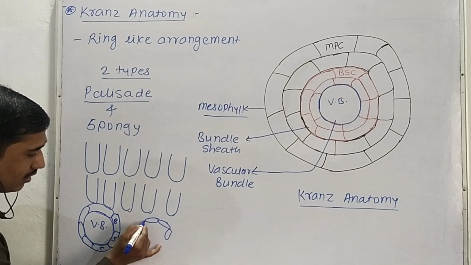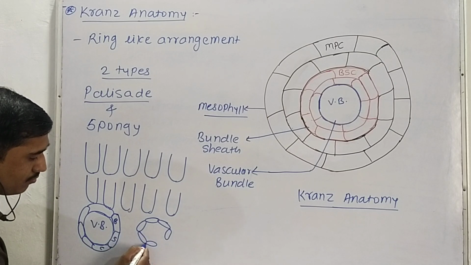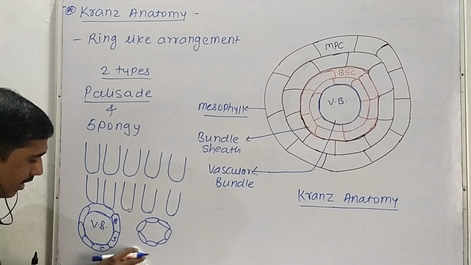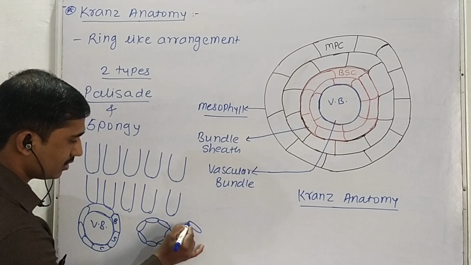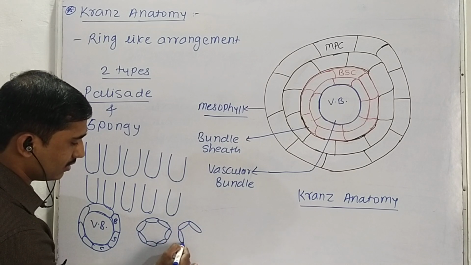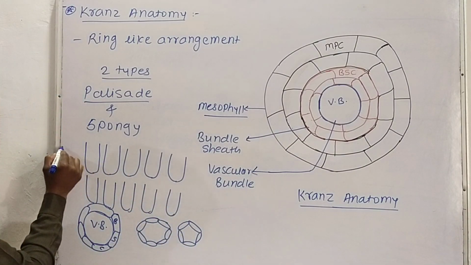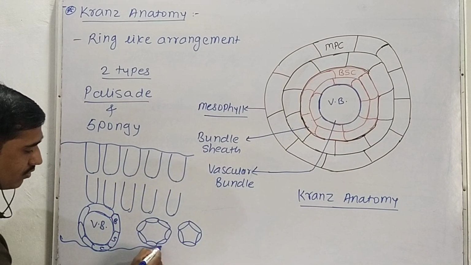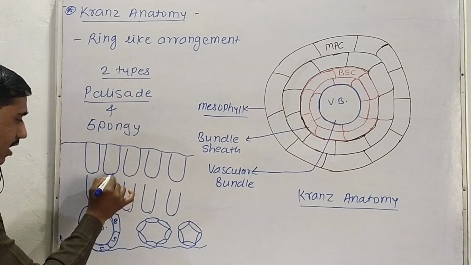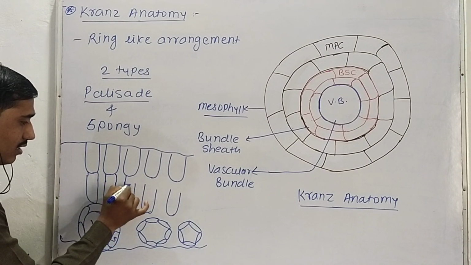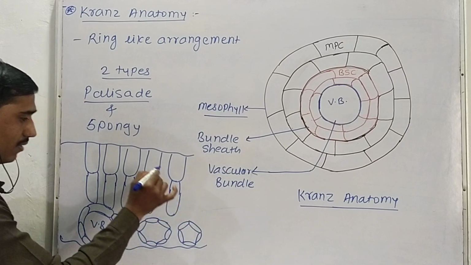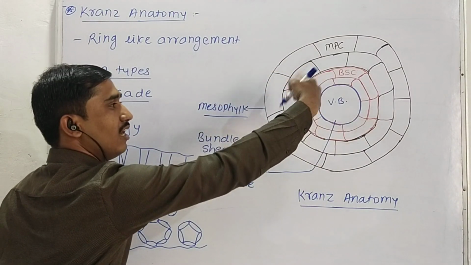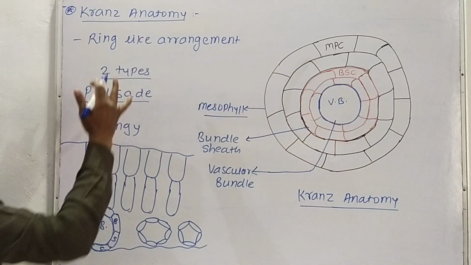And here is another type of mesophyll, that is spongy mesophyll. Such units of spongy mesophyll are there. We can draw it like this, and this one is the upper epidermis and this one is the lower epidermis. This is the arrangement of various cells in the leaves of C3 plants. But here the arrangement is in a ring-like fashion. This is the Kranz anatomy.